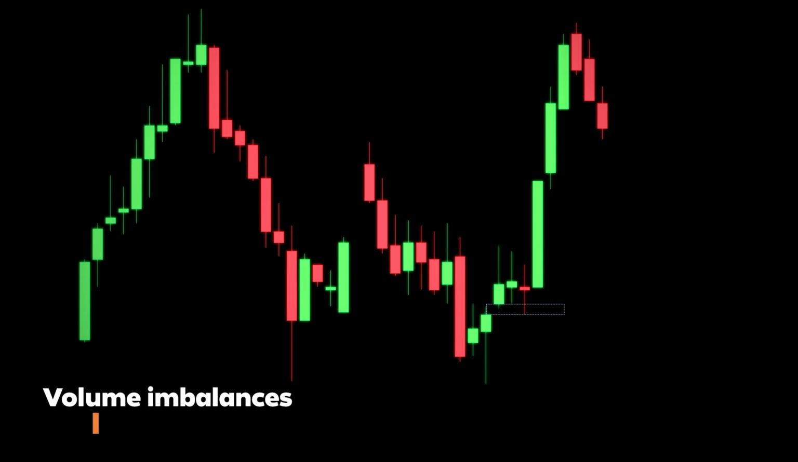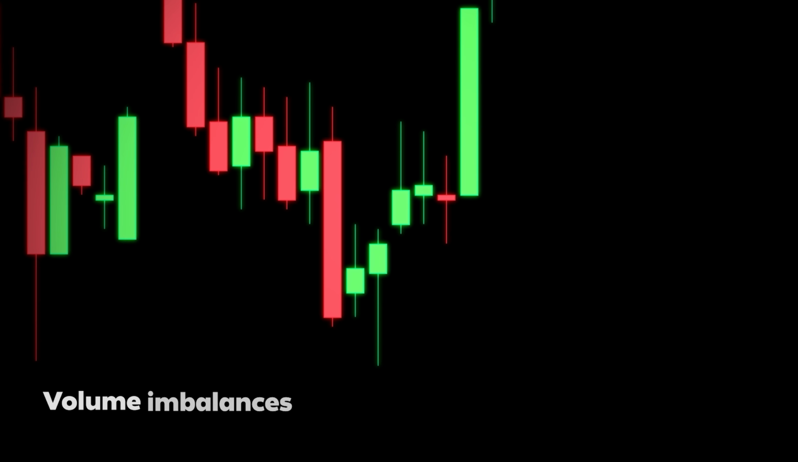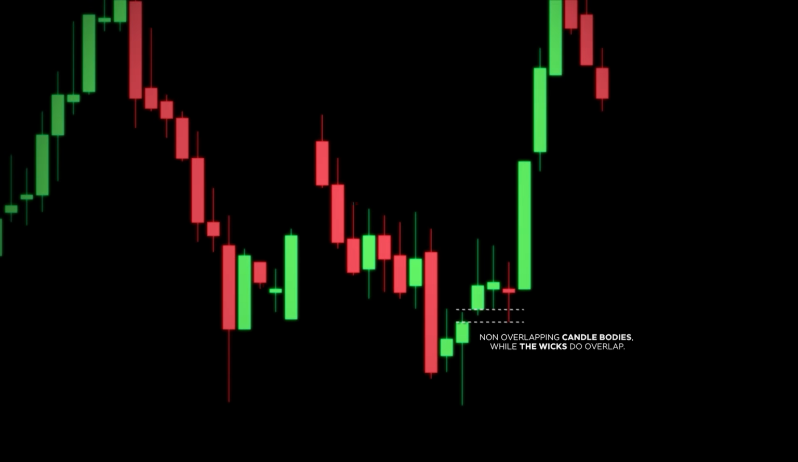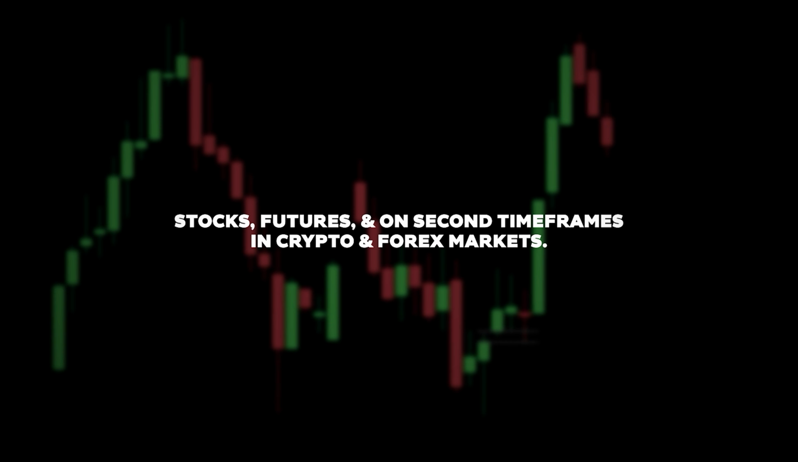Last but not least, we have volume imbalances. Volume imbalances are inefficiencies in markets characterized by 2 adjacent candles with non-overlapping candle bodies, while their wicks do overlap. These imbalances are more commonly found in stocks, futures, forex pairs, and on very low timeframes in cryptocurrency.